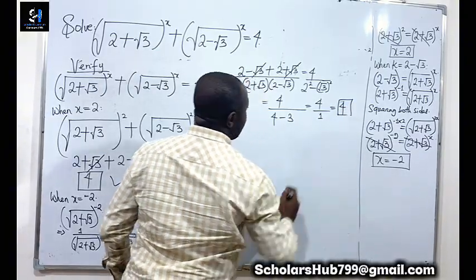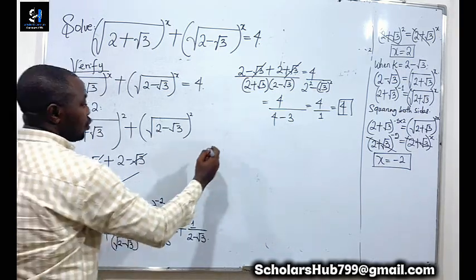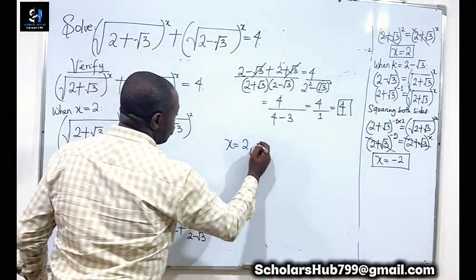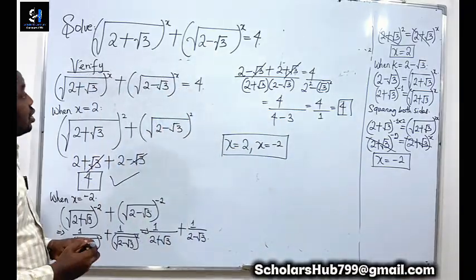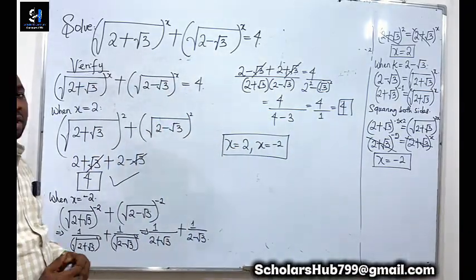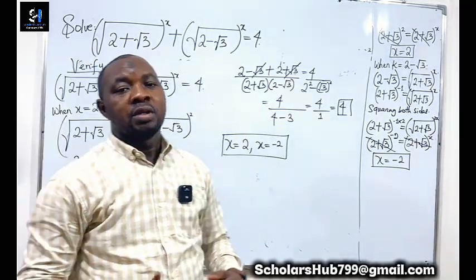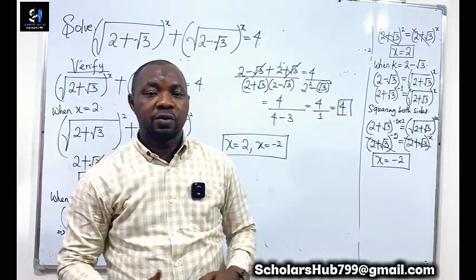So the two values of x, that is x equals 2 and x equals minus 2, satisfy the given equation. The noblest pleasure is the joy of understanding.